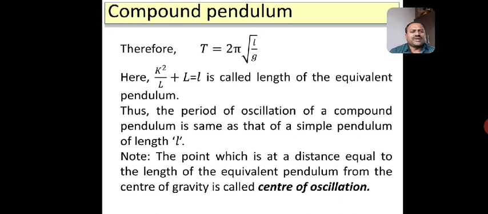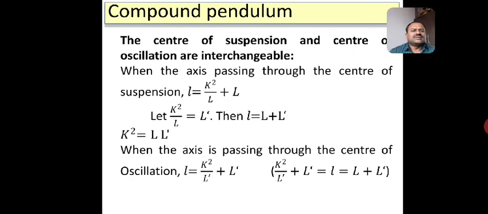Another important point you need to remember is that the point which is at a distance equal to the length of the equivalent pendulum from the center of gravity is called the center of oscillation. In this section we are going to prove that the center of suspension and center of oscillation are interchangeable. When the axis is passing through the center of suspension, L, the length of the equivalent pendulum, is equal to k square by l plus l.